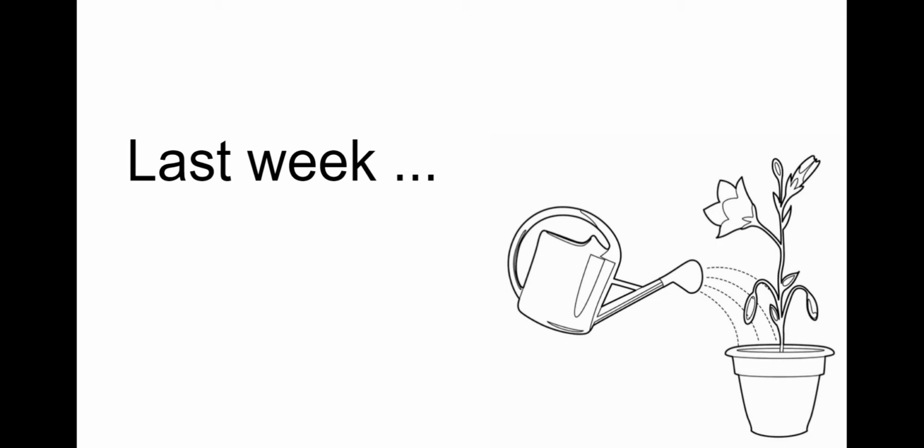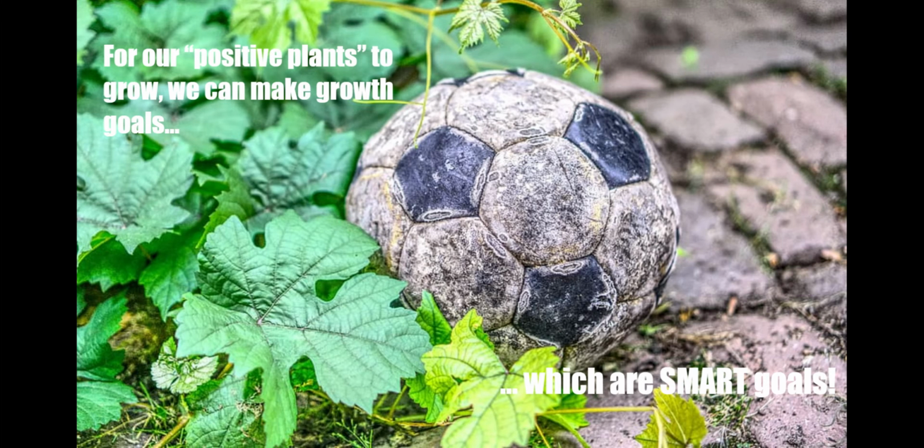Another way that we can help our plants grow is through creating goals. For our positive plants to grow, we can make growth goals, which are SMART goals, S-M-A-R-T. And that is an acronym, meaning that each letter in the word SMART is representing a word.